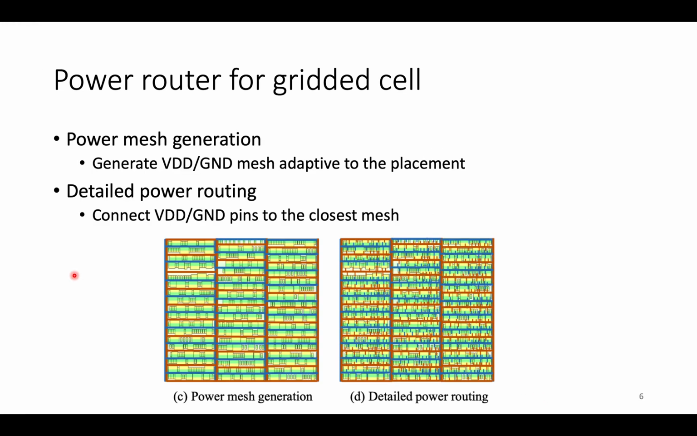So our power router for gridded cell has two steps. First, power mesh generation to generate the VDD and ground mesh adaptive to the placement. Figure C shows the power mesh generation adaptive to the cluster. Second, detailed power routing to connect the VDD and ground pins to the closest mesh.